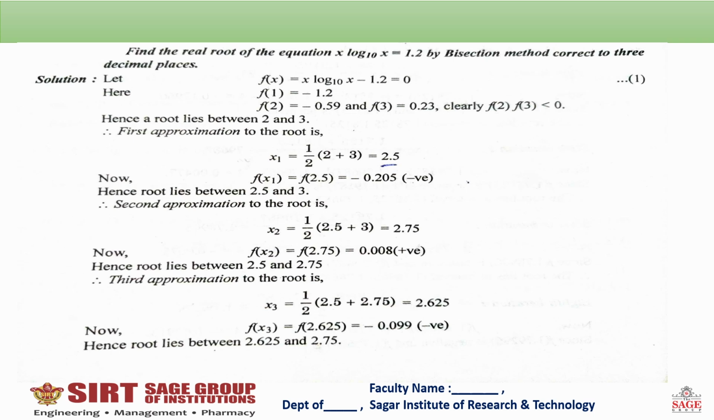The question is to find the real root of the equation x log x minus 1.2 equals 0 by the bisection method. We put x equal to 1 and we get a negative value, and we put 2, then we again get a negative value. So we put 3 and we get a positive value. So the root will be between 2 and 3.